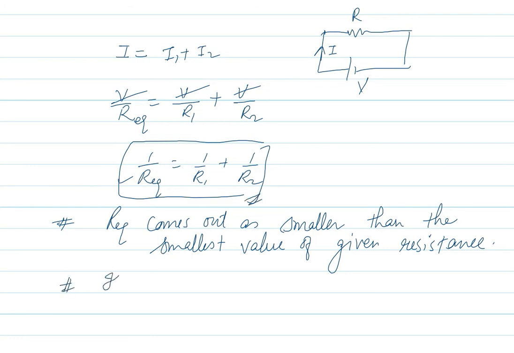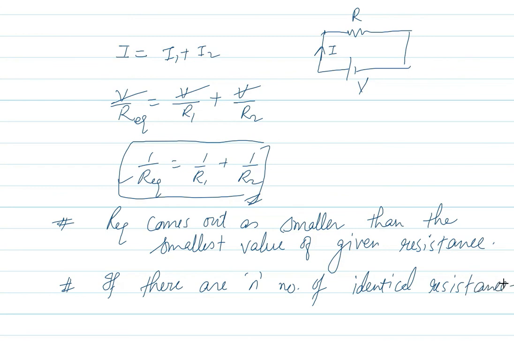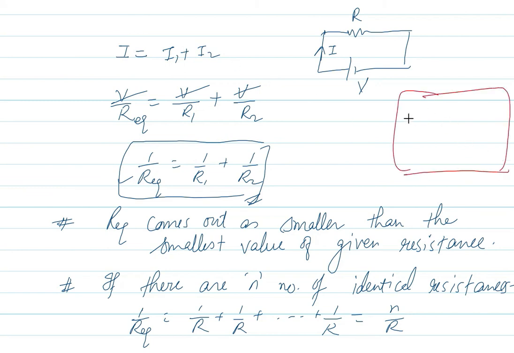And suppose it is a case of n number of identical resistances, then what will happen? We can write this formula as 1 by R equivalent equals 1 by R plus 1 by R up to nth term. So this becomes n by R actually. And the final formula I am going to write on this same page: R equivalent will come out as R by n.